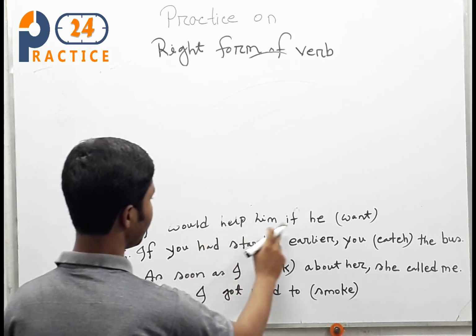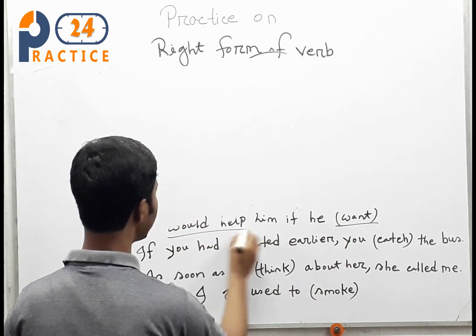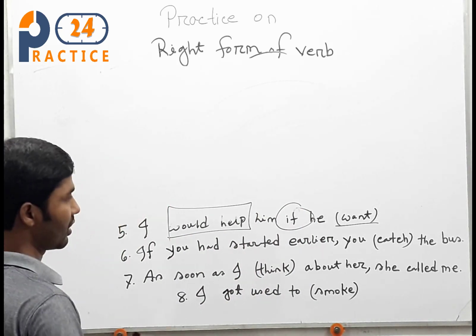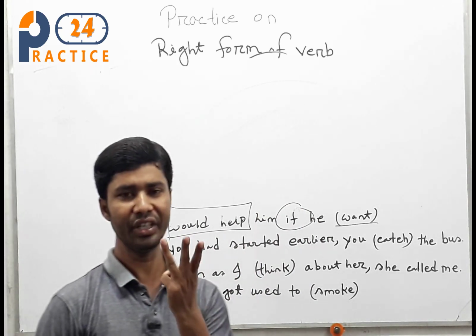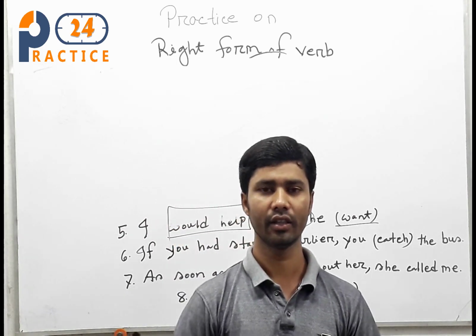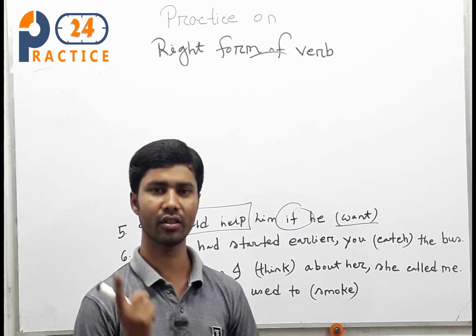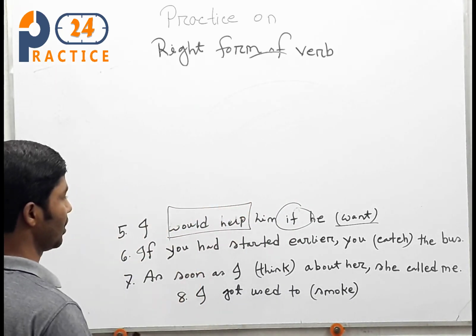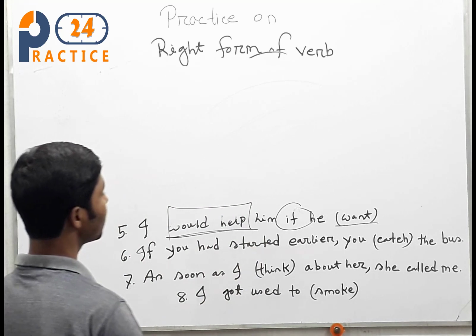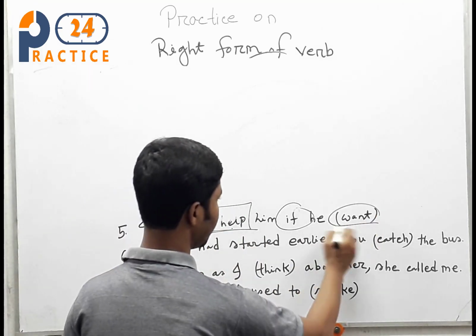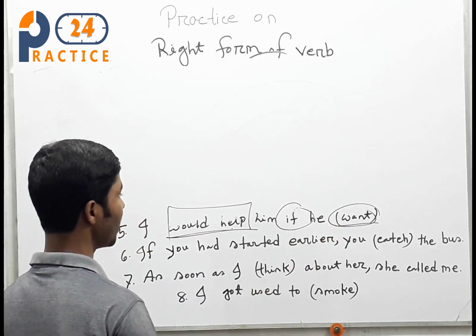And now move on to our next sentence. I would help him if he want. Here "would help" is the clue. If you find "if" in any sentence, this is called a conditional sentence, and there are three conditionals in English: first conditional, second conditional, and third conditional. The other names of conditional are present conditional, past conditional, and perfect conditional. And "would" is called the past conditional. If you find "would" plus PV number 1, then you have to write down the verb in past form. So "want" will be "wanted" here.